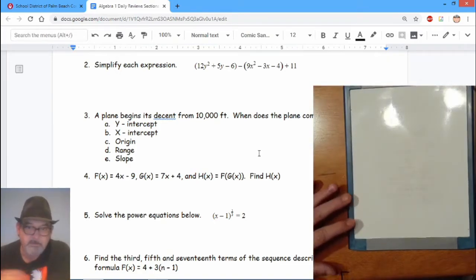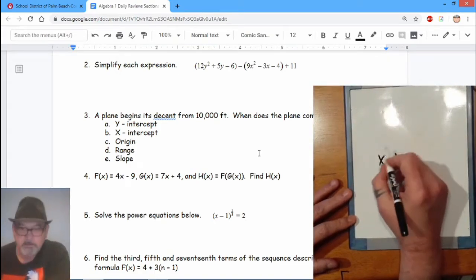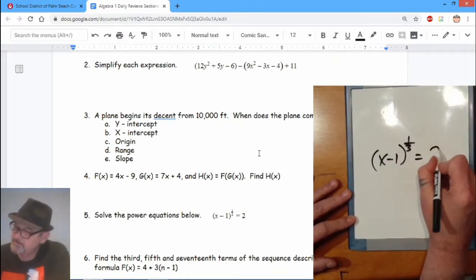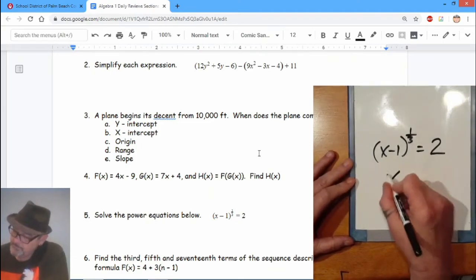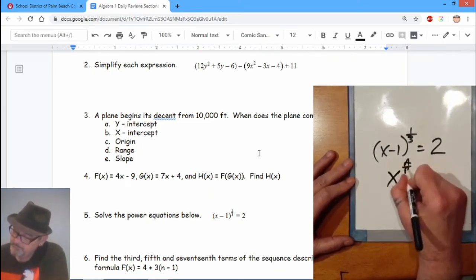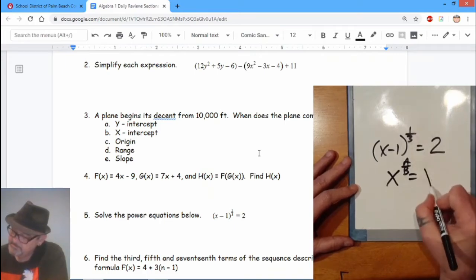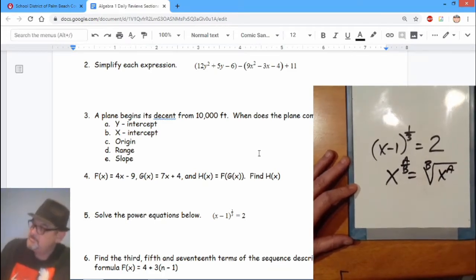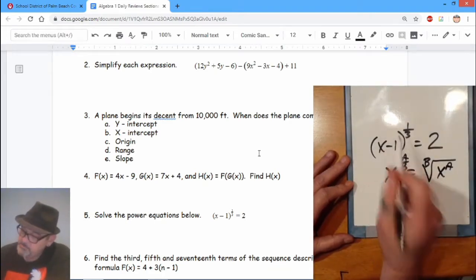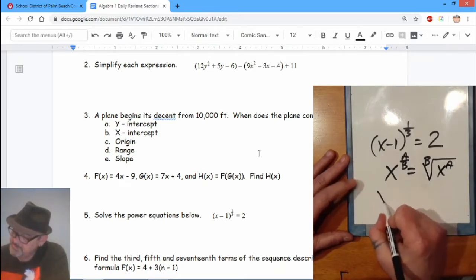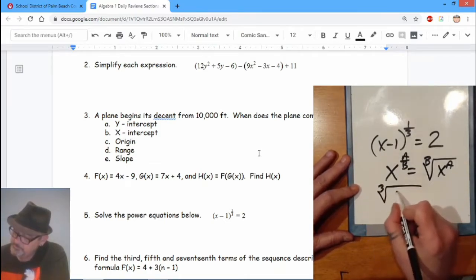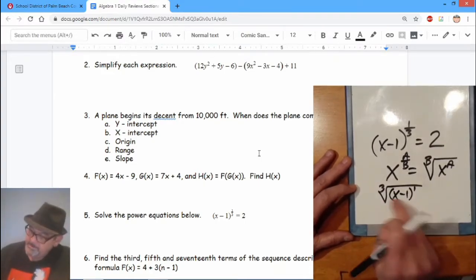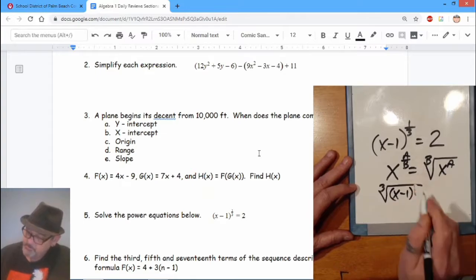Solve the power equation below. So I have x minus 1 to the 1/3 power equals 2. So guys, remember this rule. X to the a over b is the same as the bth root of x to the a. So if that's the case, x minus 1 to the 1/3 is the same as the cubed root of x minus 1 to the 1 power. Well, x minus 1 to the 1 power is just x minus 1.